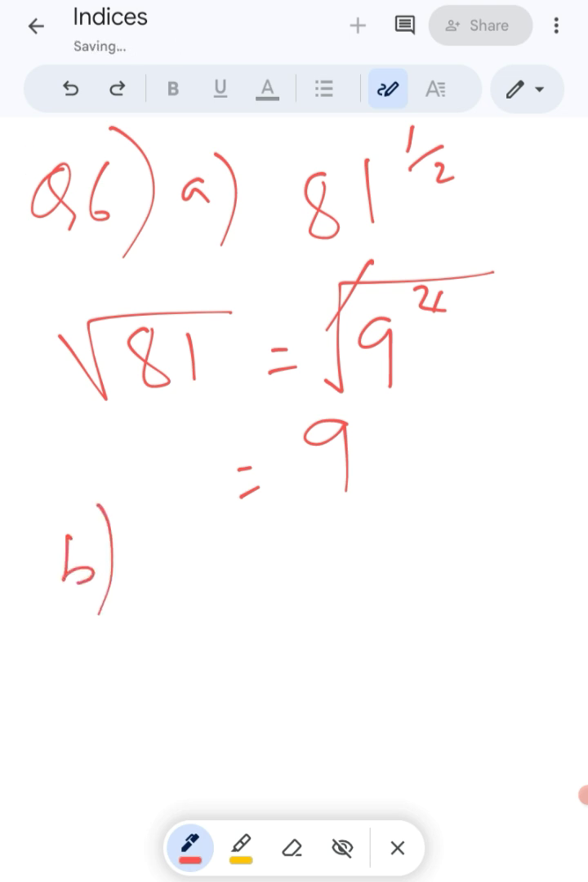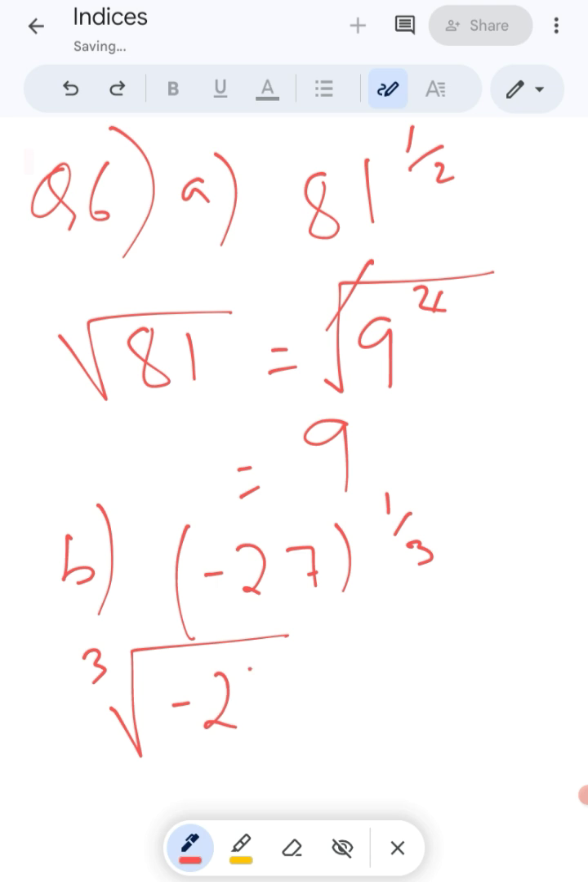Now it says minus 27 raised to the power 1 upon 3. 1 upon 3 means a cube root. So 3 outside and minus 27 inside. I know that minus 3 cube is what? 27. So I will write minus 3 cube over here. Cube root outside, the 3s are going to be cancelled. Of the power and the cube root, I get my final answer minus 3.